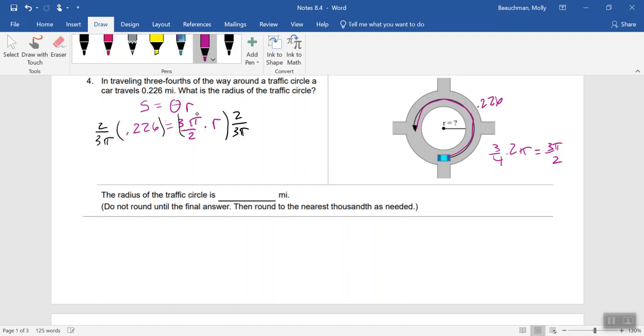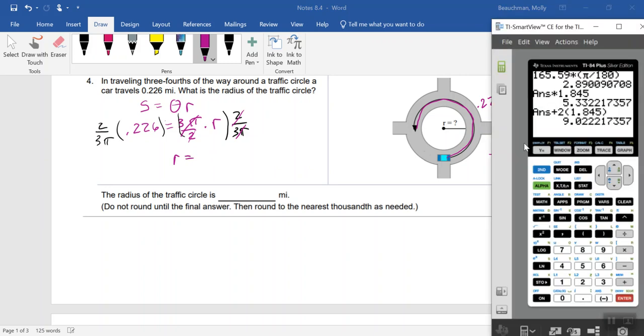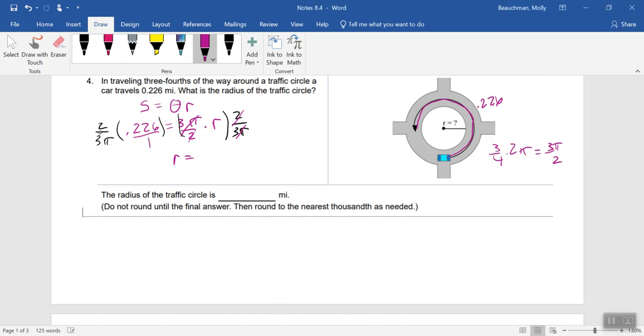We end up with the 3 pi over 2 canceling with the 2 over 3 pi. So R equals, let me type it in the calculator. So I want 2 over 1, take 2 times 0.226, and we're going to divide that answer by 3 pi.